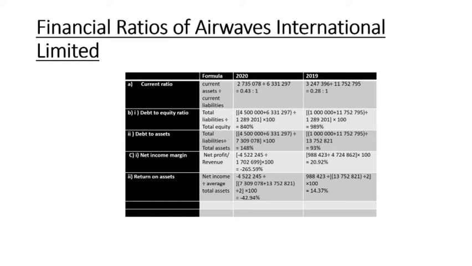And then the net income margin: there's a very significant decline from 2019 to 2020, which indicates a great loss, which means low profitability. And return on assets: there has also been a significant decline from 2019 to 2020, which shows that Airwaves International Limited incurred a great loss since it was not able to generate income from its assets.